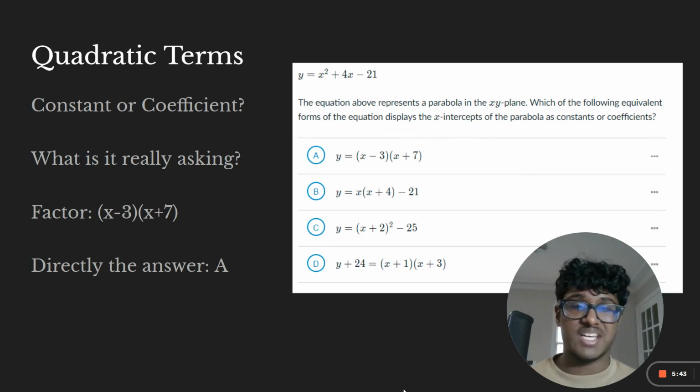Okay, quadratic terms. So pause to read the question. You see the equation above, and the wording of the question is so messed up.